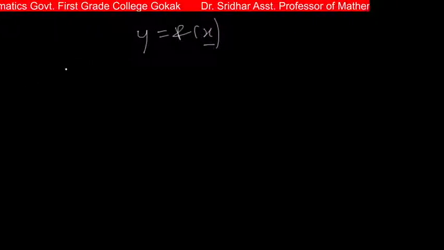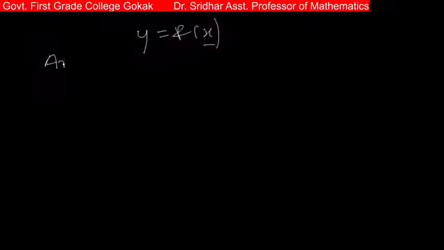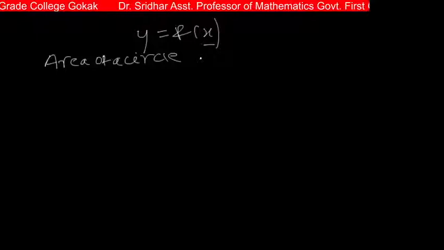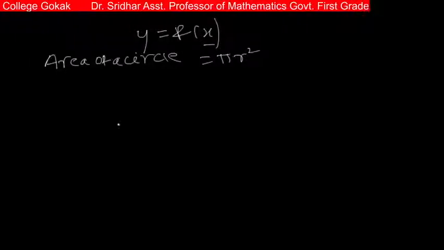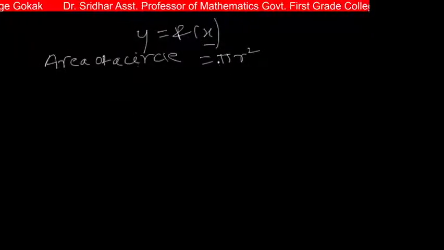Now in this semester you are going to learn limit and continuity for a function of two variables. For example, suppose I want to find the area of a circle. What is the formula for the area of a circle? The area of a circle is given by the formula pi r square.